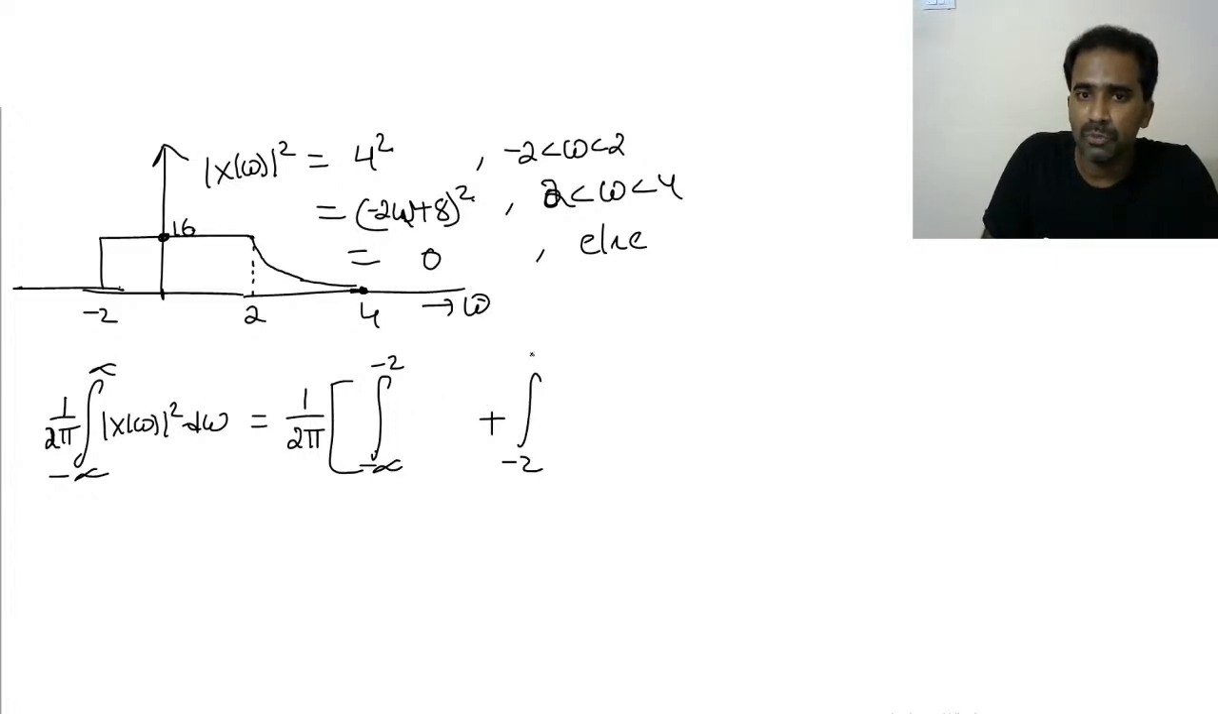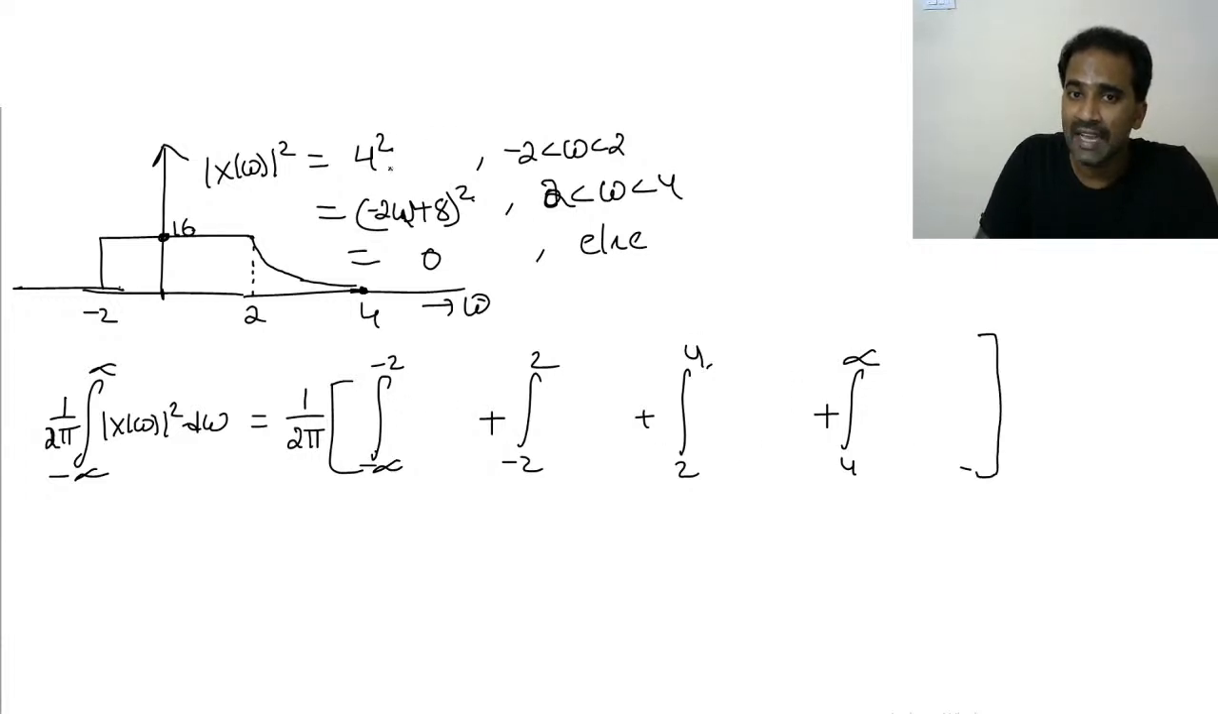And then minus 2 to plus 2 I'm separating. And then 2 to 4 also I'm separating, because 2 to 4 it is having a different equation. In whatever region it is having a different equation, so separate the integration limits into different parts. And the last part is 4 to infinity. Okay. So why am I separating like this? Because it has different equations in different regions.